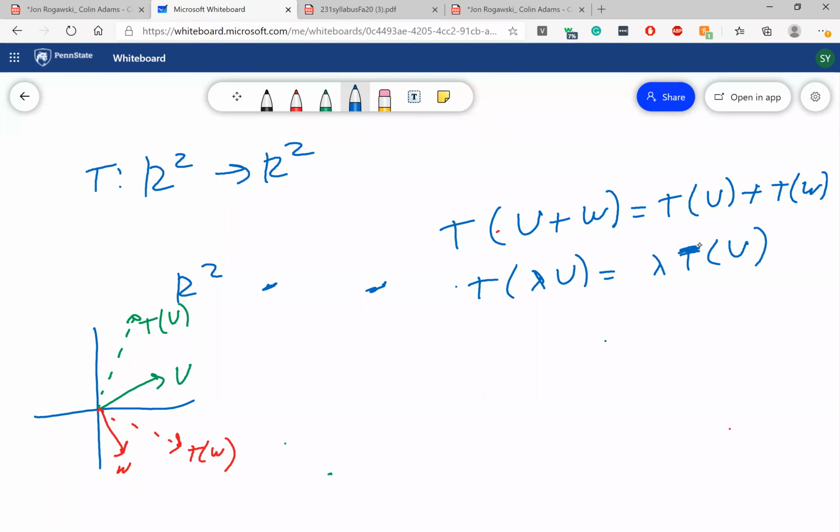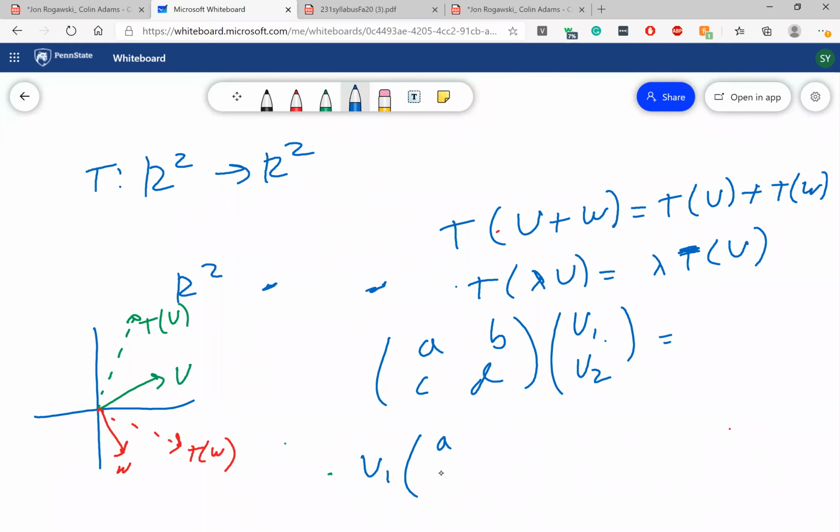Okay. Now, there's a theorem that says that any linear transformation, so if it's from R2 to R2, then the theorem says that any linear transformation T can actually be written by a matrix A, B, C, D, with some numbers A, B, C, and D. And the way it transforms a vector, so let's say it transforms the vector V, which is going to be V1, V2. Well, the transformation is just going to be V1 times (A, C) plus V2 times (B, D).